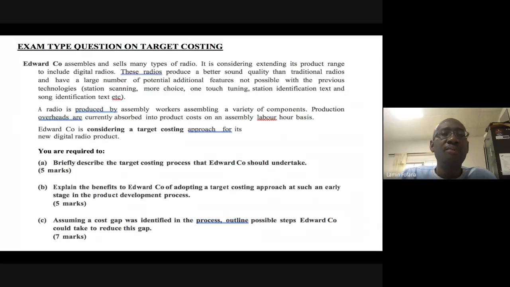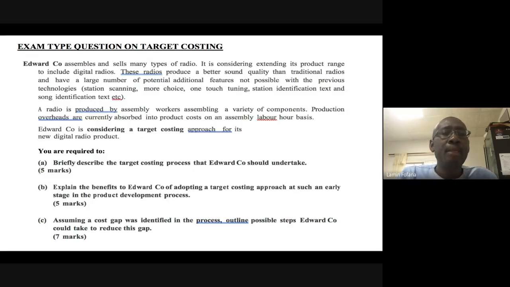Okay, Edwards Company is considering a target costing approach for its new digital radio product. I explained to you last week how production companies in the West operate. They don't necessarily have to produce every part of the radio or every part of the equipment. What they do is order various parts when a customer places an order, and assemble them. So what they will have in their warehouse will be only parts. When a customer places an order, they will assemble it and then deliver it to the customer.